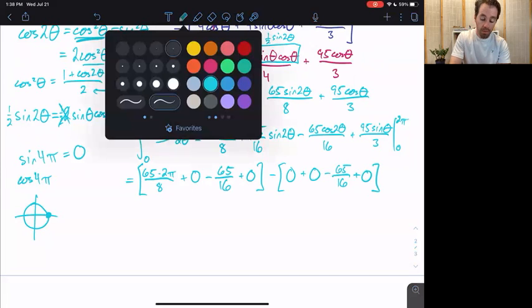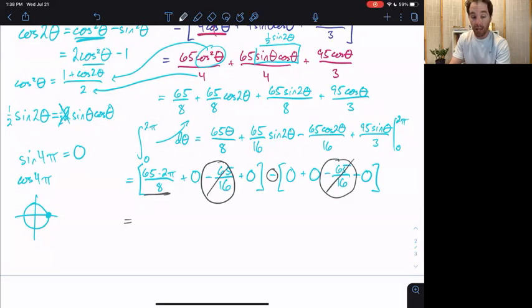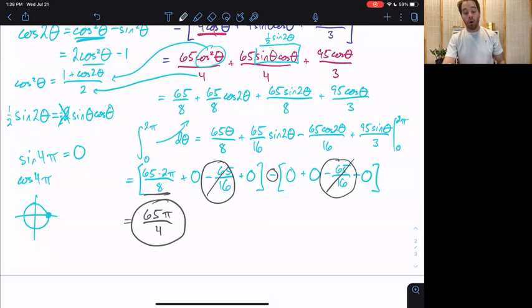So what you get here is this. 65 over 16, that's negative, minus negative 65 over 16. So those end up canceling out. And the only thing that's left is this term right here, the 65 times 2 pi over 8. The 2 and the 8 can reduce. That becomes a 1 on the top and a 4 on the bottom, or 65 pi over 4. Phew! If you made it to the end of this, then you are a real trooper. But that's the value of the integral.